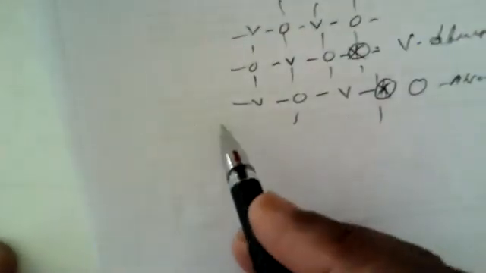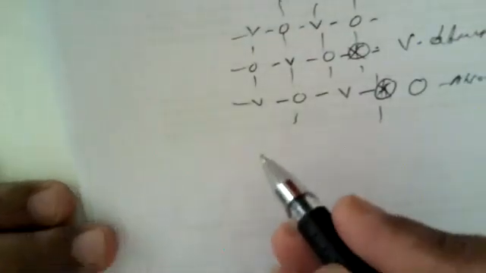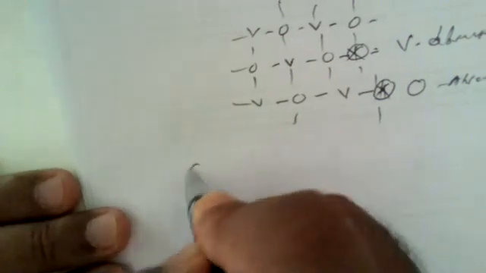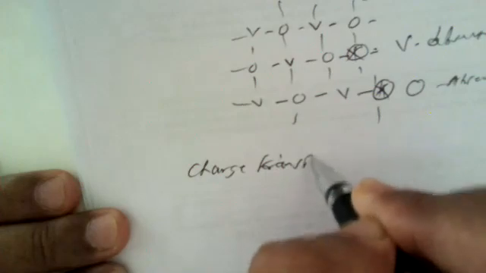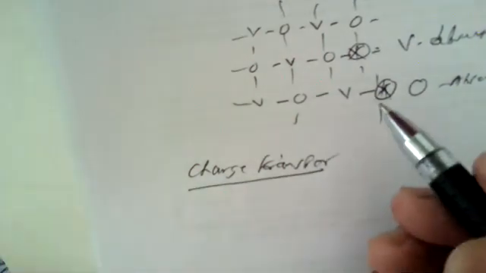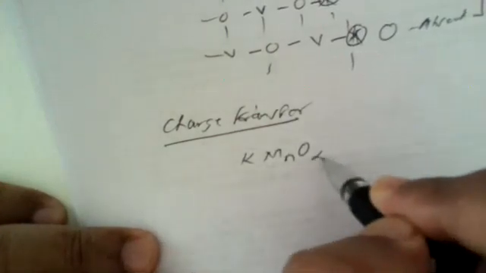And again, the next aspect that we are going to study: the color may be due to charge transfer, or transfer of charge. How is it? Let us take an example of potassium permanganate.